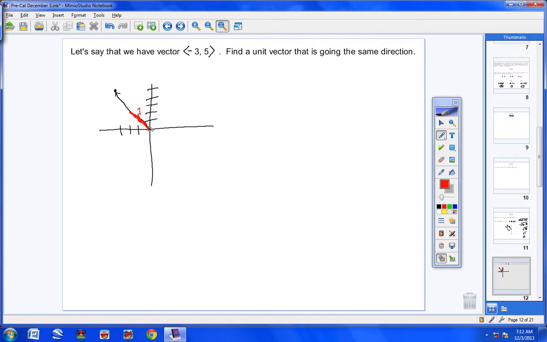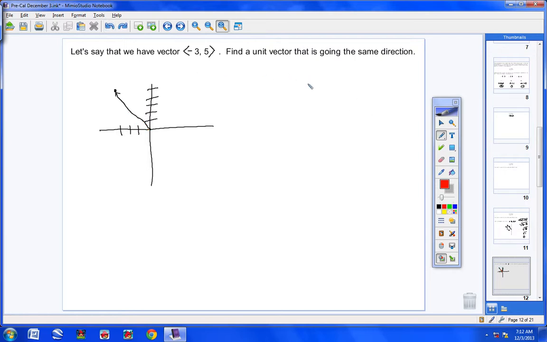And you say, well, Mr. Earhart, obviously you go up to where you have a length of 1. I know that, but they want to know the ordered pair. So they want to know how far over you go and how far up you go so that you have a length of 1. And that's all that we're going to do. And it might seem hard to you, but it's really actually a pretty easy formula that we use.